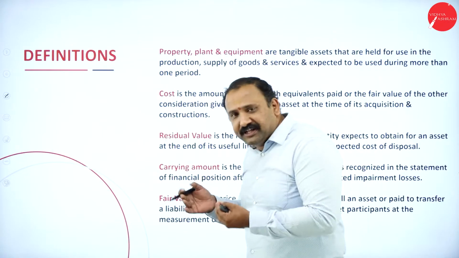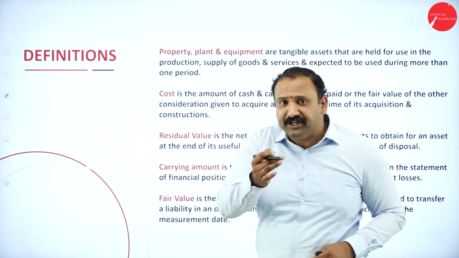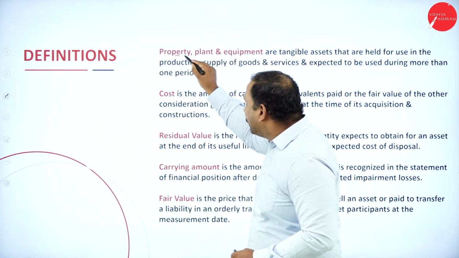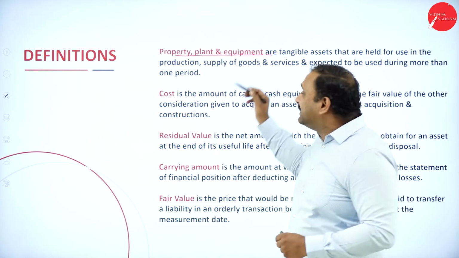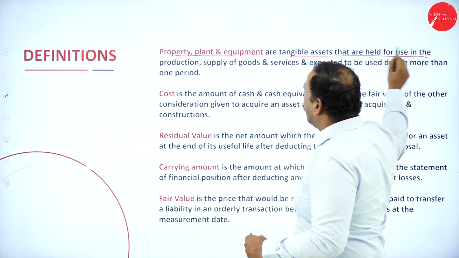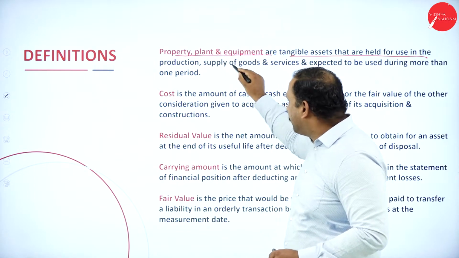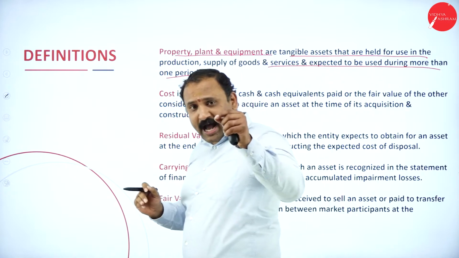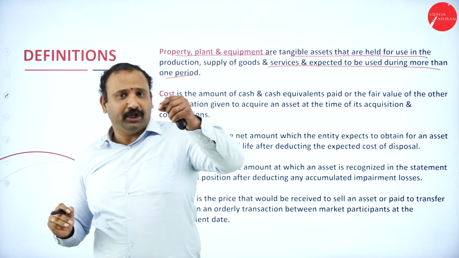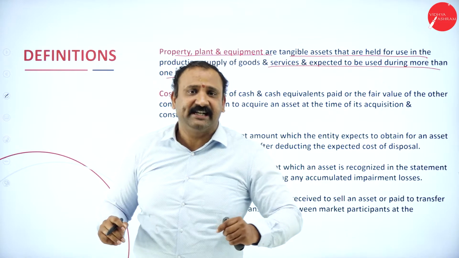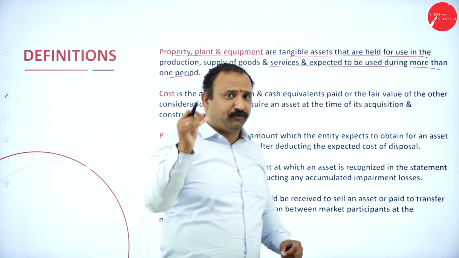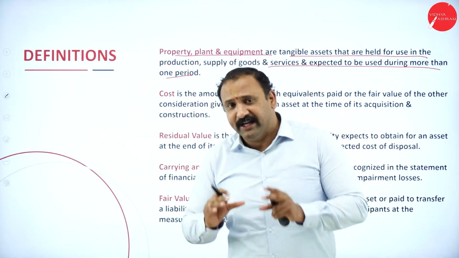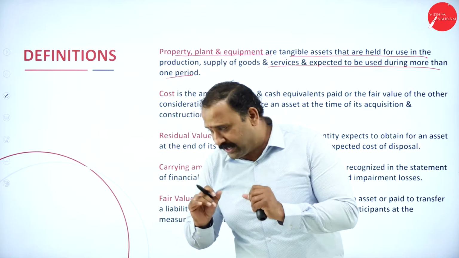Followed by the definitions. Now let's try to understand the definition of each and every factor that is being told. First one, property, plant and equipment are tangible assets that are held for use in production, supply of goods and services expected more than one period. So when I am going to use a property, a plant, an asset that is primarily going to be used for production more than 1 year, that is going to be accounted in that particular period altogether.